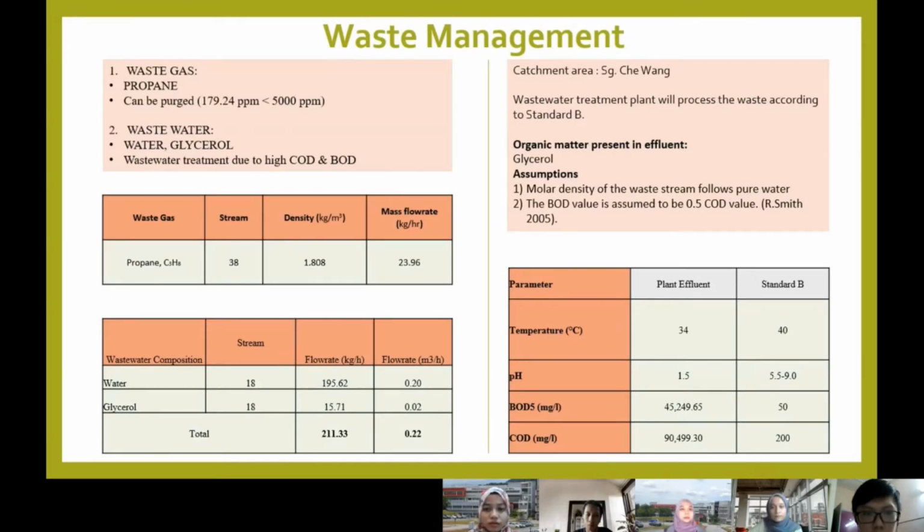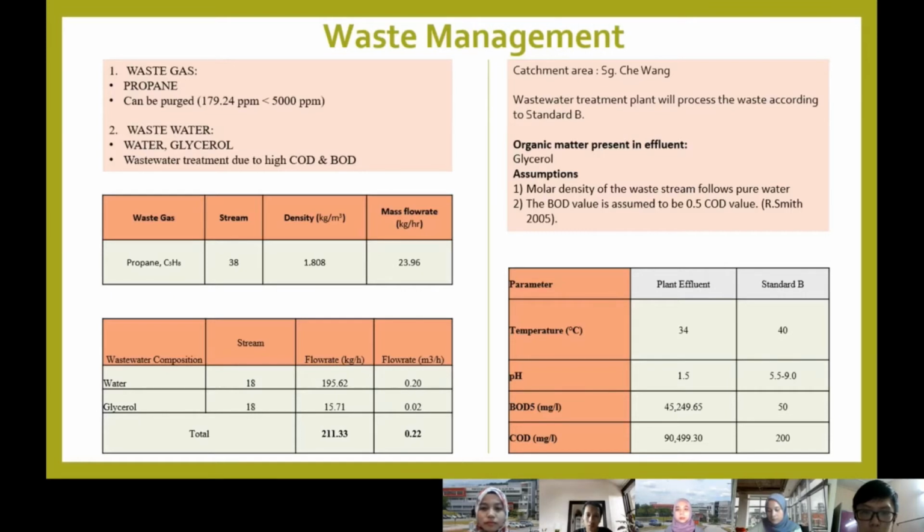Okay, so for waste management, basically we have two ways: waste gas, which is propane, and wastewater. The waste gas can be purged because the concentration is 179.24 ppm, and the wastewater will go through wastewater treatment because of the high COD and BOD. The propane gas has a flow rate of 23.96 kg per hour, while the wastewater total is 211.33 kg per hour.